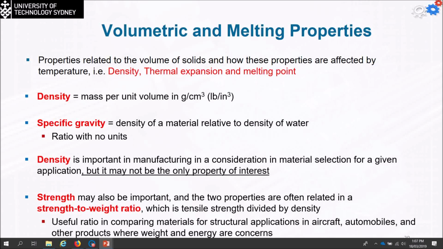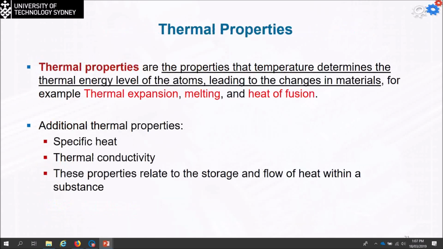The thermal properties are the properties where the temperature determines the thermal energy level of the atoms, leading to a change in the material. For example, we're talking about thermal expansion, melting, and heat diffusion. Thermal expansion is how the heat is going to expand the material when the temperature increases. Melting is the temperature at which the material changes phase, that means from solid to liquid. And the heat of fusion, we're going to talk about next. The additional thermal properties we can have are the specific heat of the material and the thermal conductivity, and these properties are related to the storage and the flow of heat within the substance.